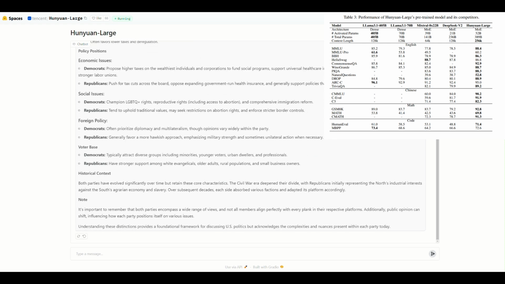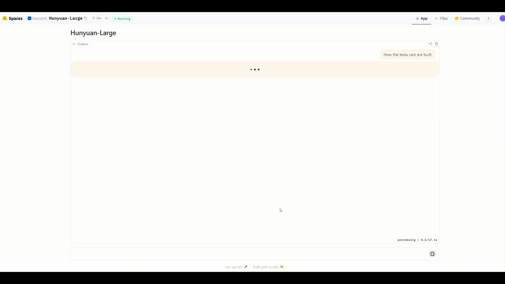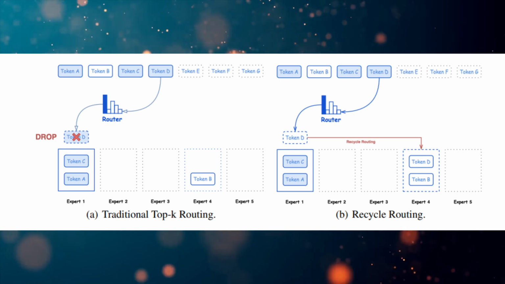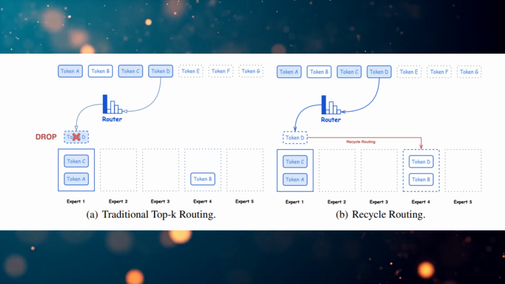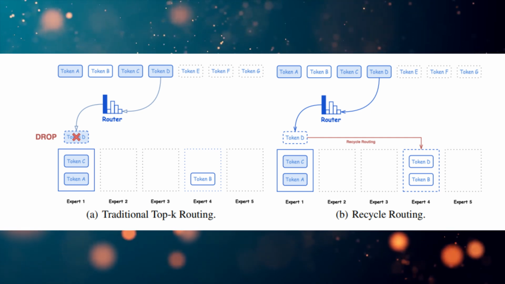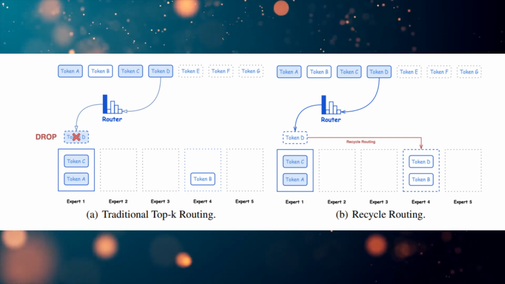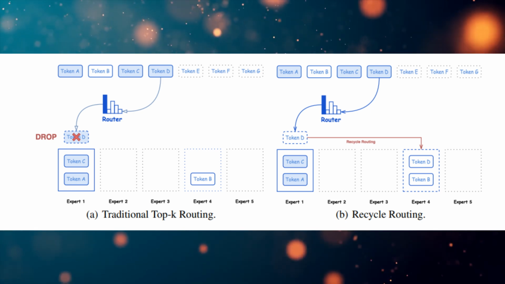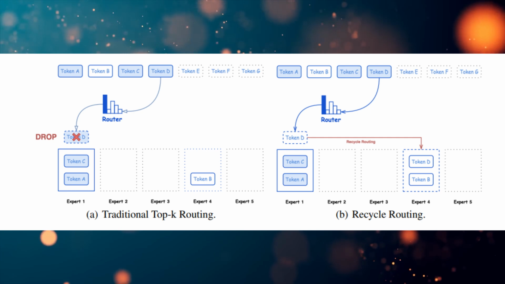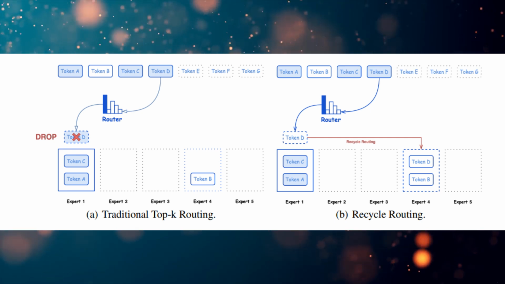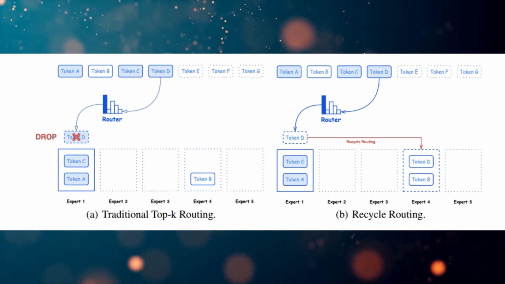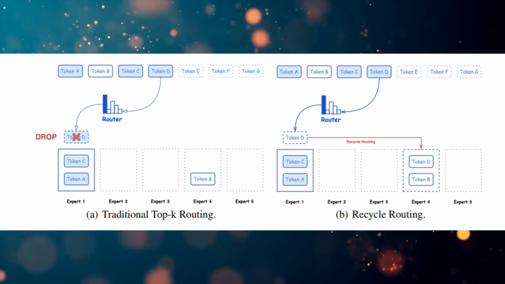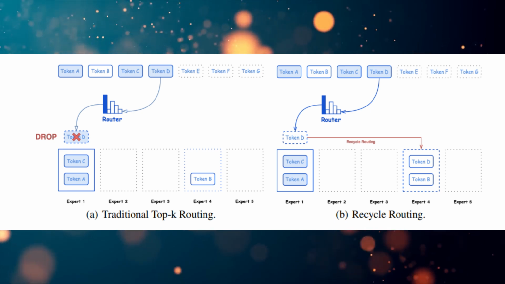You mentioned a mixed expert routing strategy. How does this differ from traditional approaches, and what are the benefits? Traditional MoE models often use a simple top-k routing strategy. Hunyuan-Large uses a shared expert for common knowledge and specialized experts for domain-specific knowledge, activating only the top-scoring specialized expert for each token. This improves efficiency and allows for better handling of diverse tasks. We also introduced a recycle routing strategy to reallocate tokens initially assigned to overloaded experts, preventing information loss.